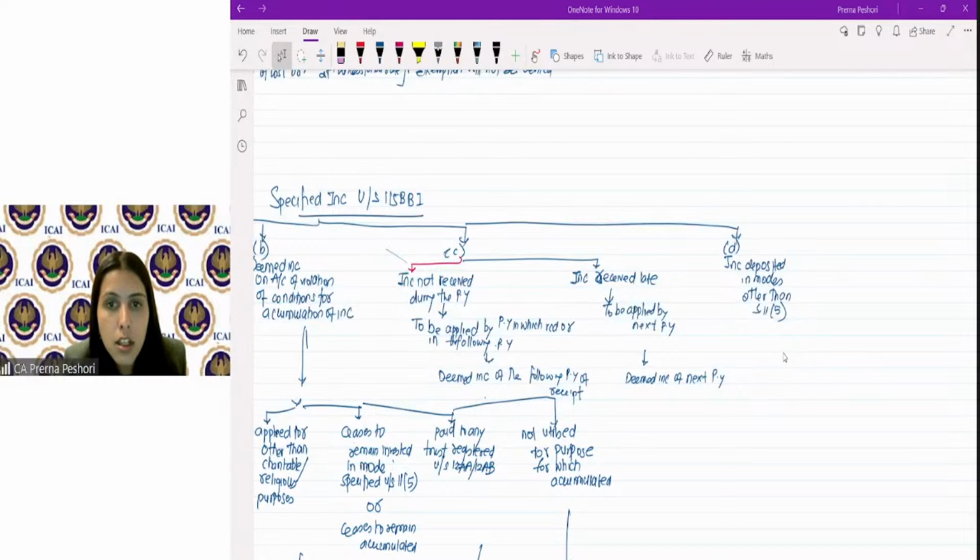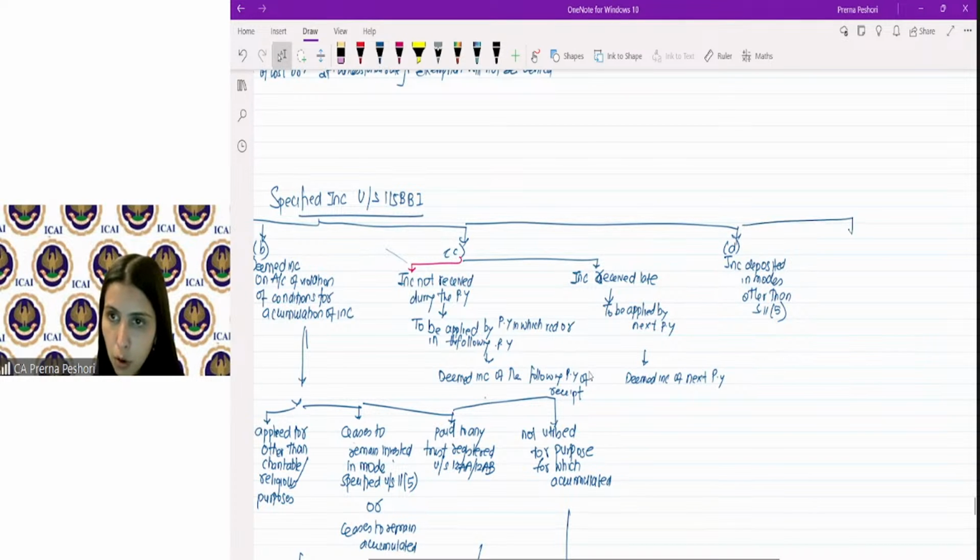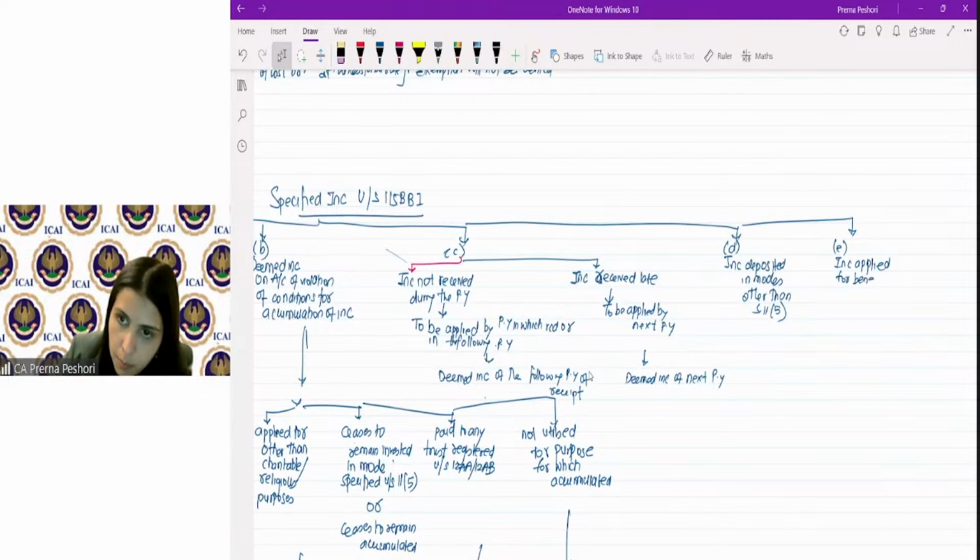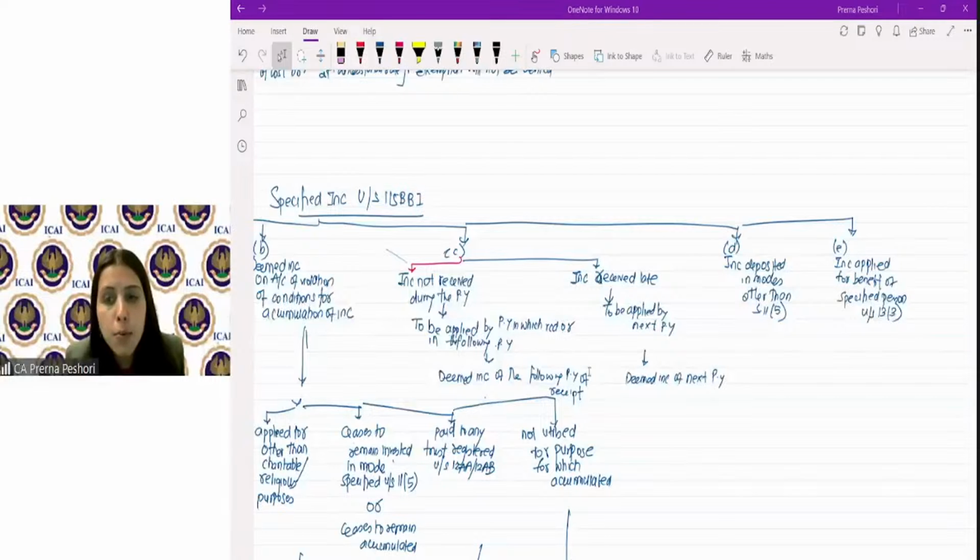Then income, if applied for benefit of any specified person. So this also we already did. For benefit of specified person under section 13.3. So this also we have already done. And income derived from a property held under the charitable trust, which is to promote international welfare in which India is interested, to the extent the income is not applied towards the charitable purposes outside India.